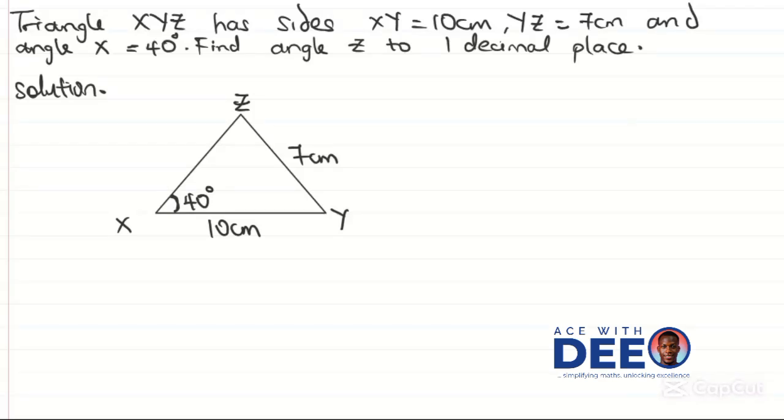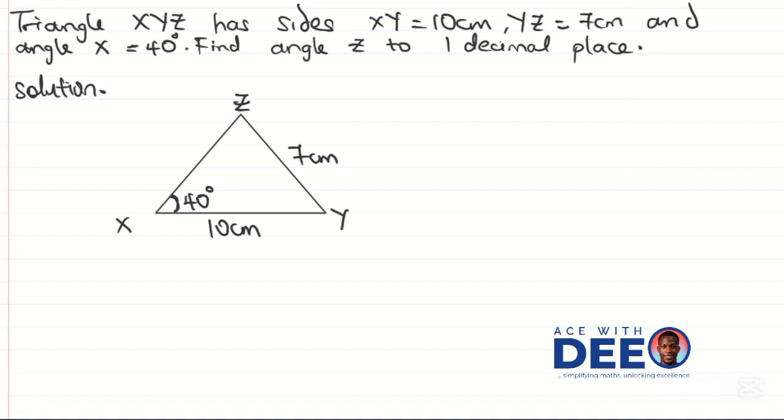Are you stuck with angles and sides? Then this video is here to help you. So let's go. Triangle XYZ has sides XY to be 10 centimeters, YZ is 7 centimeters, and angle X is 40 degrees. Find angle Z to one decimal place.